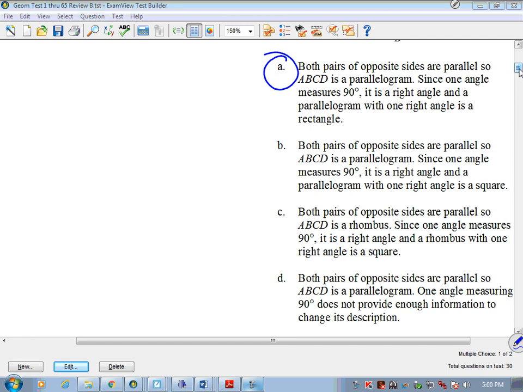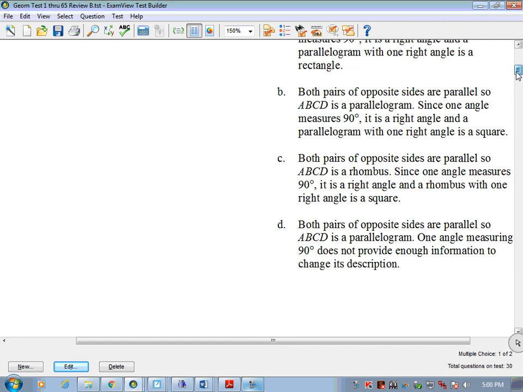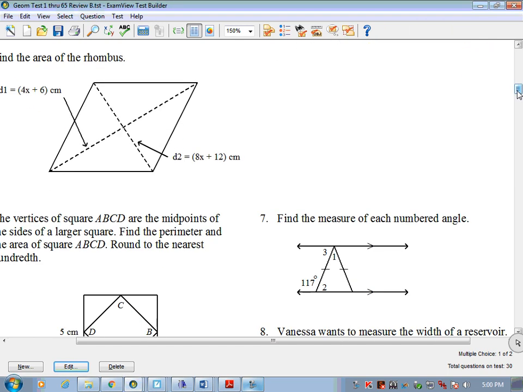It's not necessarily a square like we see in B, because we don't know if it's a rhombus. Both pairs of opposite sides being parallel in C doesn't make it a rhombus, so that's false. On D, it says one angle measure 90 degrees does not provide enough information. Well, that's not true. We can determine that it's a rectangle. So we get A out of that. Now let's come down here.